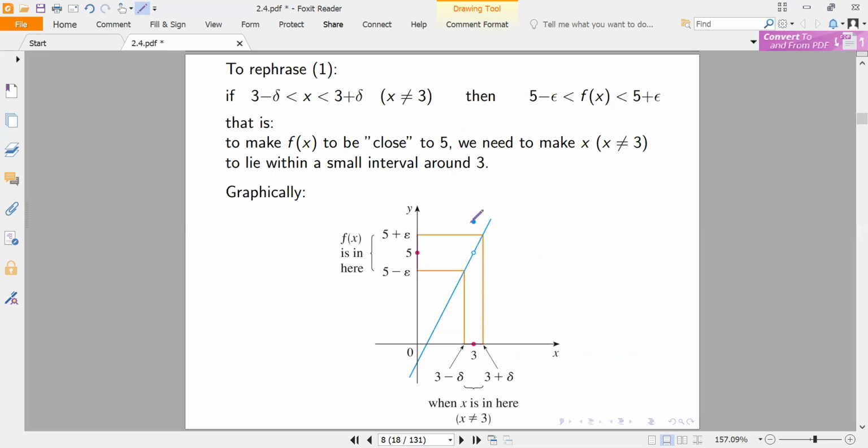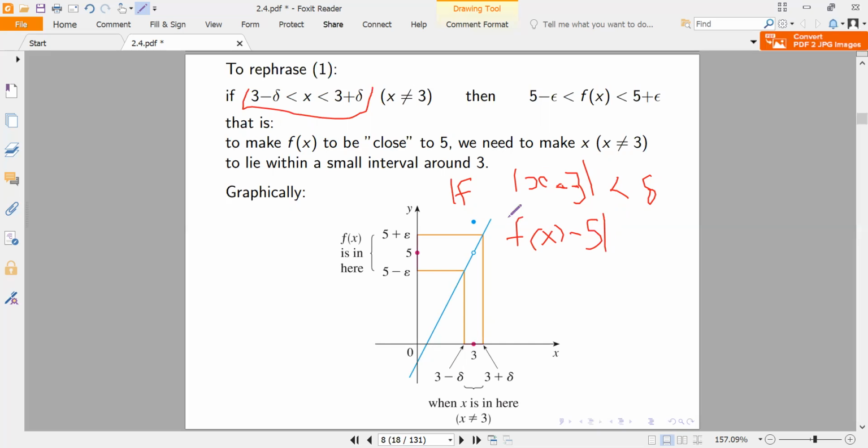So in other words, let me see if I can write here to explain where this comes from and what it means. It comes from the phrase that we just used. Remember we said if the distance between x and 3, |x minus 3|, is less than delta, then the distance between f of x and 5 is going to be within a distance of epsilon.